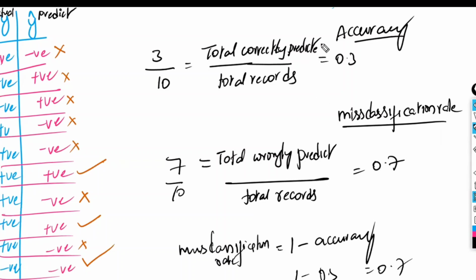Total wrongly predicted records. You write clearly: total wrongly predicted records, total correctly predicted records. So you keep tick marks also. These are correctly predicted, so 3 by 10. These are wrongly predicted, so that one. Accuracy and misclassification rate. Both are clear?